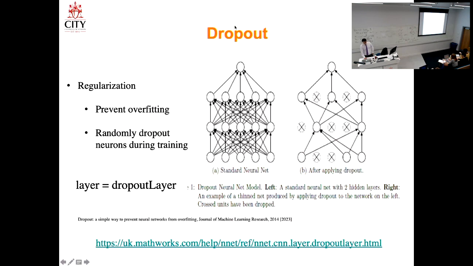The other one is dropout, which means randomly turning some neurons in your model on and off, so that the network is forced to find new ways and is not overfitted to some specific values. So this is called dropout. In MATLAB, you can just say the layer is a dropout layer. You can see examples here as well.